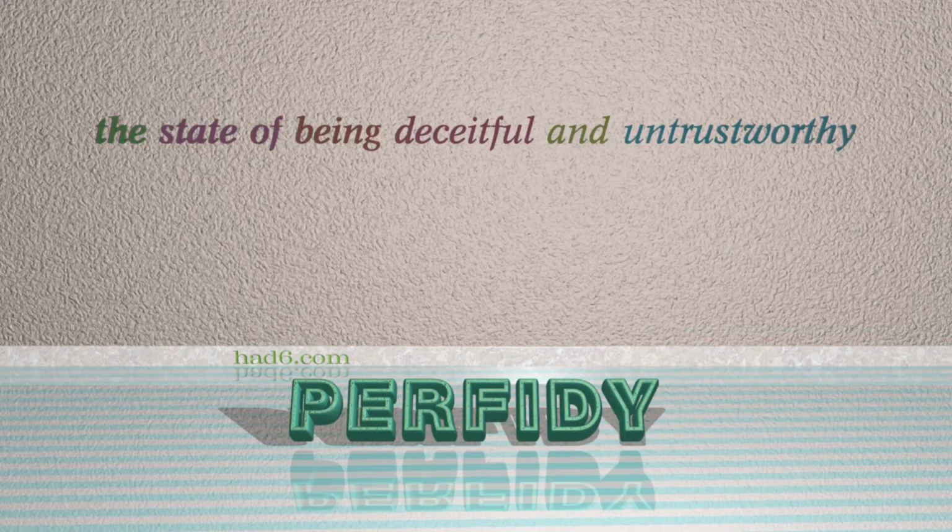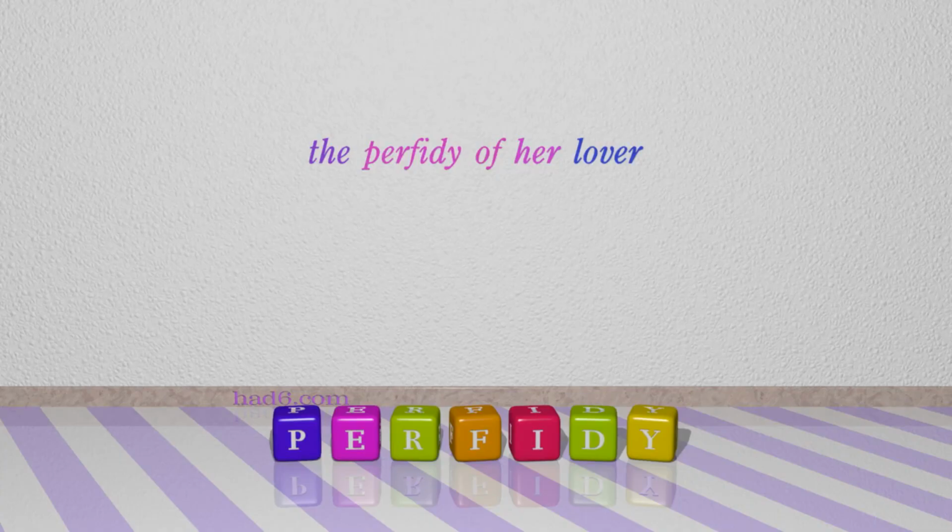Number 5. Perfidy. Which means the state of being deceitful and untrustworthy. Perfidy. For example, the perfidy of her lover.